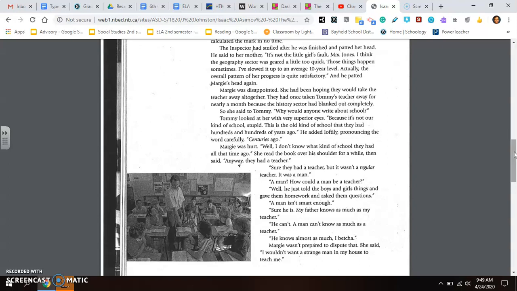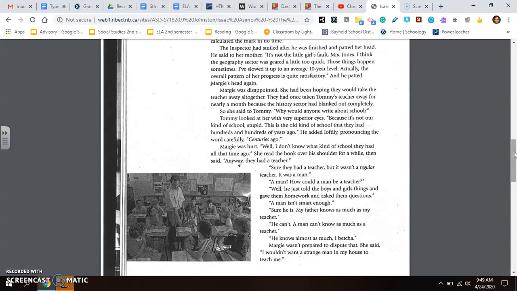"Sure, they had a teacher, but it wasn't a regular teacher. It was a man." "A man? How could a man be a teacher?" "Well, he just told the boys and girls things and gave them homework and asked them questions." "A man isn't smart enough." "Sure he is. My father knows as much as my teacher." "He can't. A man can't know as much as a teacher." "He knows almost as much, I betcha."